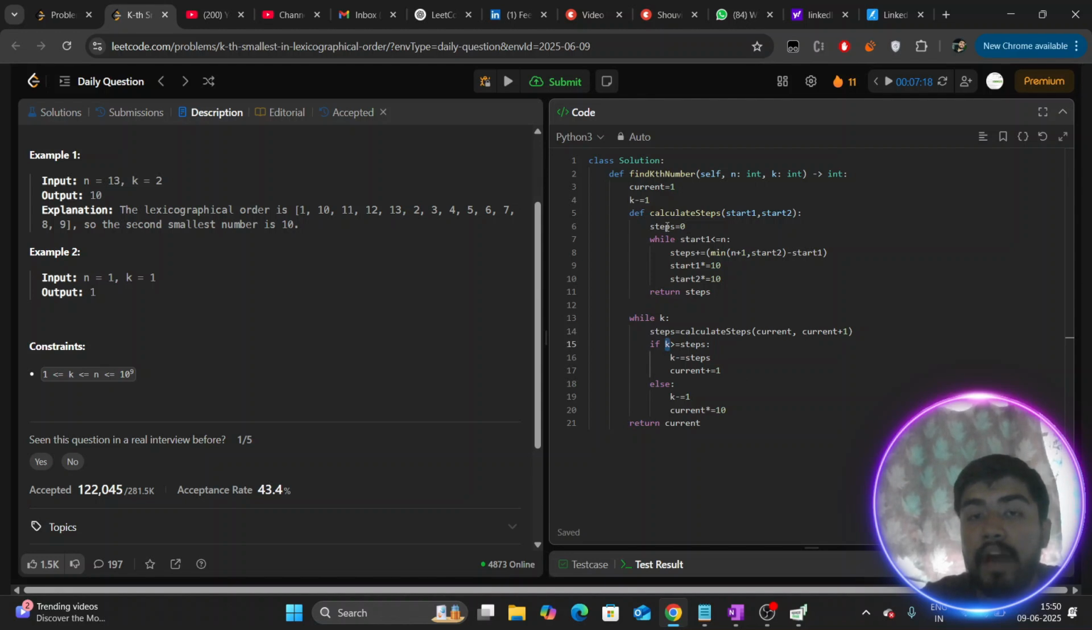And now see the function, calculate steps, steps starts at 0. While my start 1 is less than or equal to n, I have to iterate. My steps should be plus equals to the minimum of n plus 1 and start 2, minus start 1.